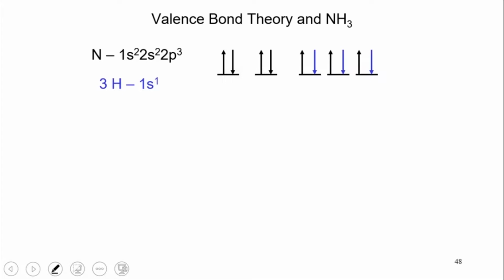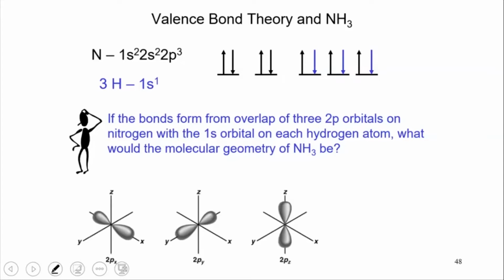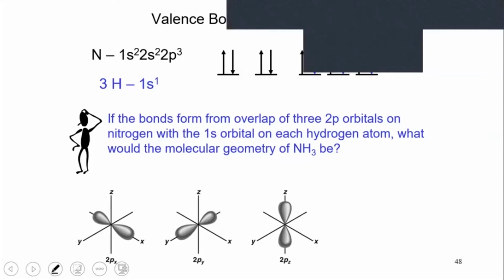Now here's the thing though. Let's think geometrically now. Remember that the bonds, if they form by overlapping p orbitals with the 1s, what would be the molecular geometry? Well, remember, p orbitals are aligned along the x, y, and z axis of three-dimensional space. So if I am going to essentially join this in, right?